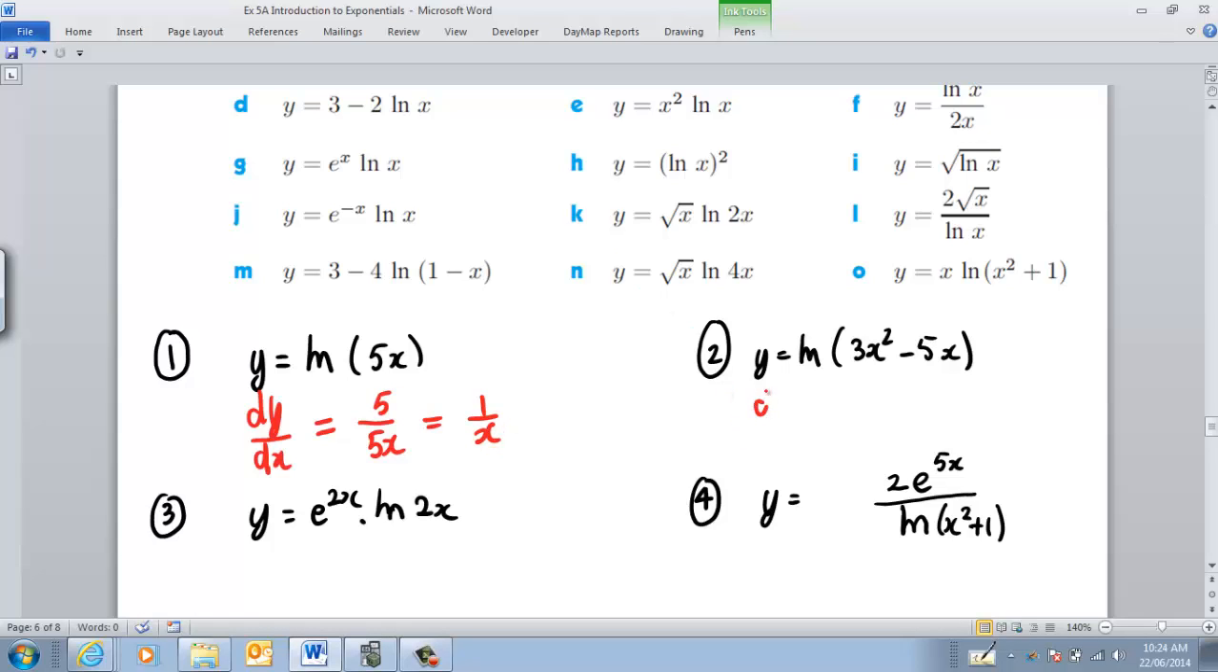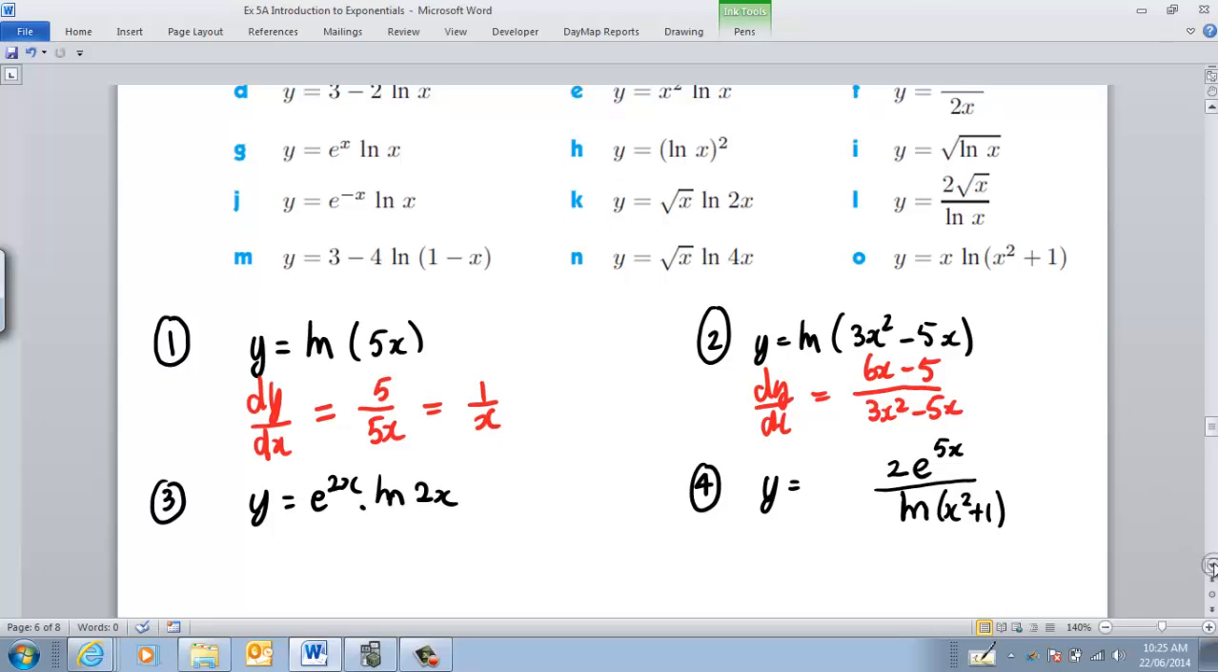If we did this one over here, dy/dx is going to be equal to, well, the function we don't think about, just write down the bottom line, 3x squared take 5x, and then we just derive it on the top line. So that's going to be 6x take 5. Finished, done.